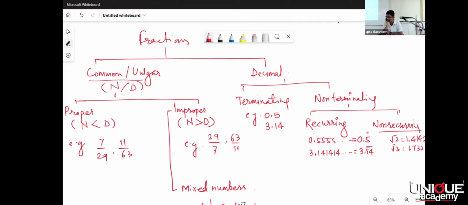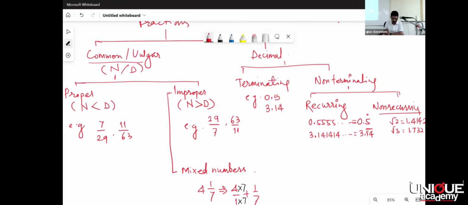So in the center you have written fractions. One type is common or vulgar fraction, that is nothing but numerator-denominator form. Then the second one is decimal fraction. In common or vulgar fractions there are two types: proper as well as improper. Improper fractions can be converted into mixed numbers, but proper fractions, being numerator smaller than denominator, are not converted anywhere. So you can put examples for proper, improper fractions and then mixed numbers. Till this is finished.